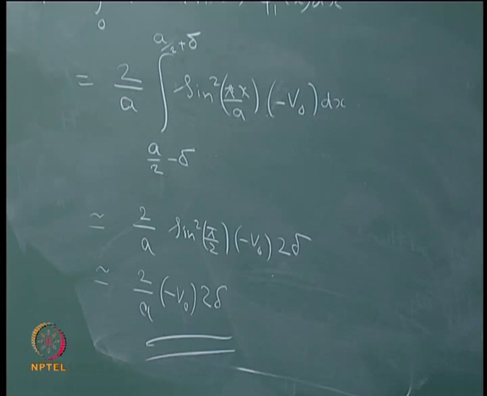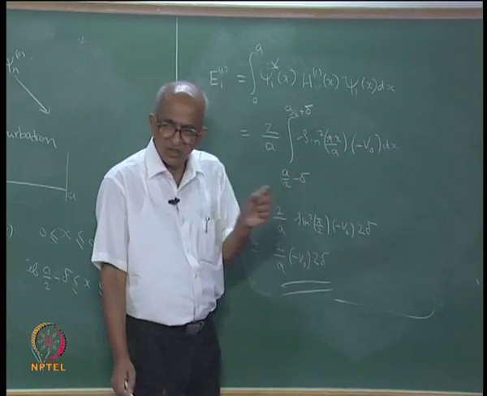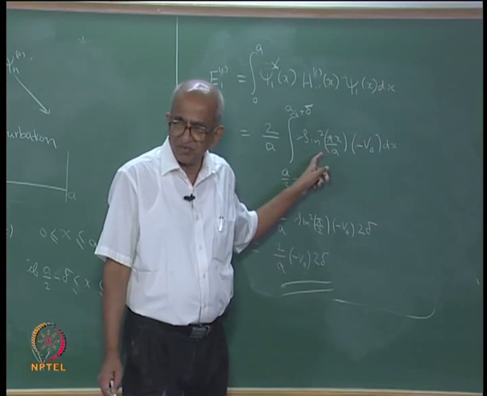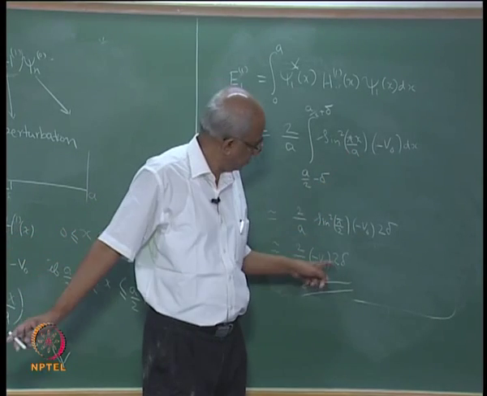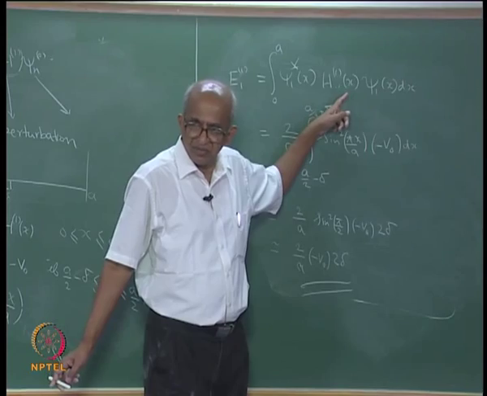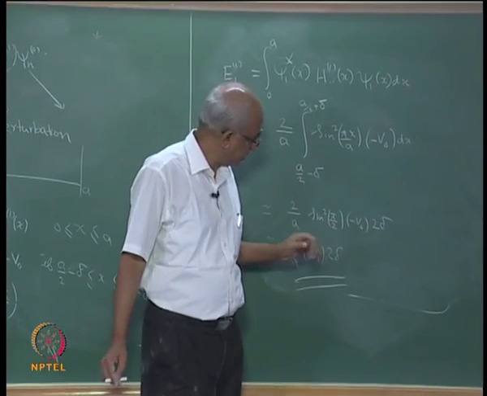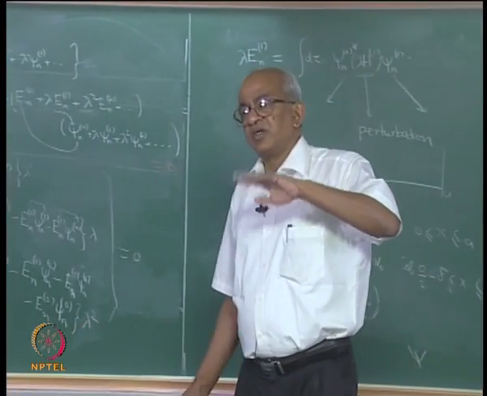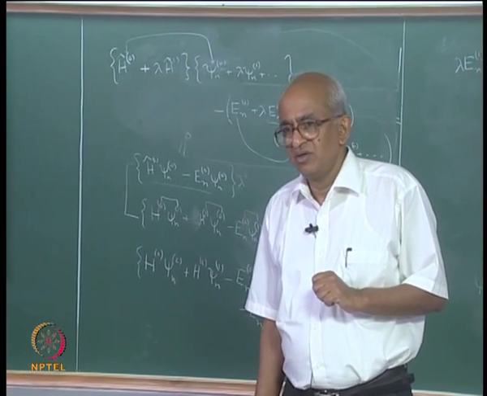This is assuming that delta is very small. Why did I get this sine square pi by 2? The reason is that, because delta is very small, I approximated the value of the wave function by its value at the middle of the box. The sine square pi by 2 comes from the value of the wave function at the middle of the box, and therefore this is the correction to the energy. But suppose I was thinking of the first excited state and did the same calculation, what would you expect?